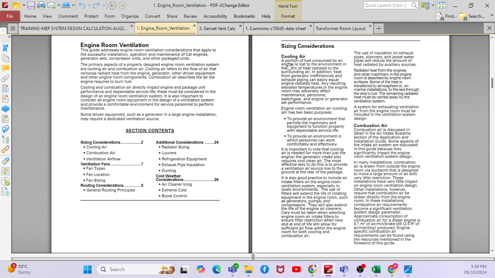So if you go further down, this is for cooling air. A portion of the fuel consumed by an engine is lost to the environment in the form of heat radiated to the surrounding air. In addition, heat from the generator, inefficiencies and exhaust piping can easily equal engine radiated heat. So from the engine there is a lot of inefficiency heat that has to be taken out. Clear, right? And also there is combustion air. You require air for the combustion purpose.